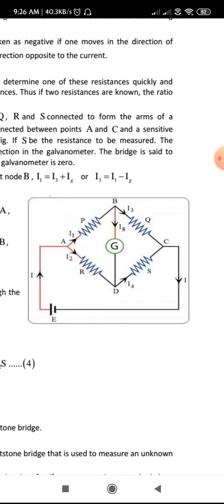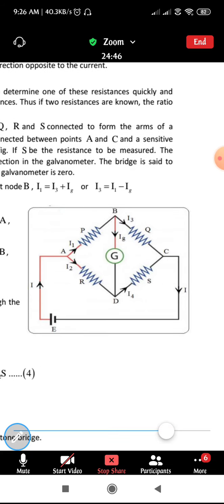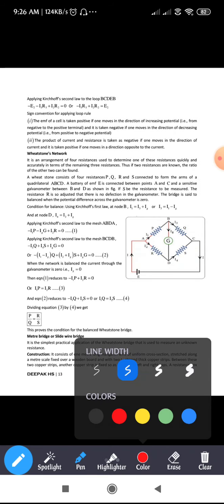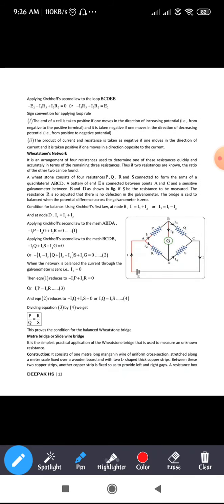So the equation for this comes out to be minus I3Q. Just a minute, I'll highlight it. Applying KVL to the mesh BCDB, the equation comes out to be minus I3Q plus I4S plus IgG is equal to 0. Correct. So this is the equation.